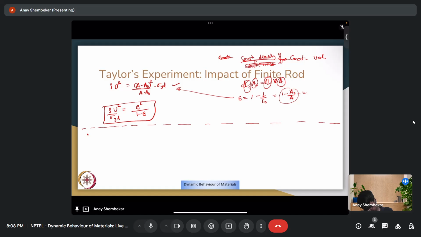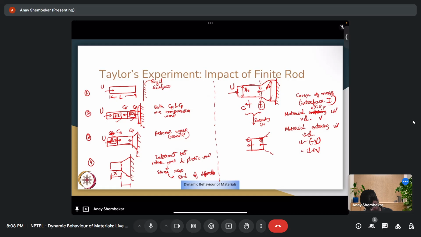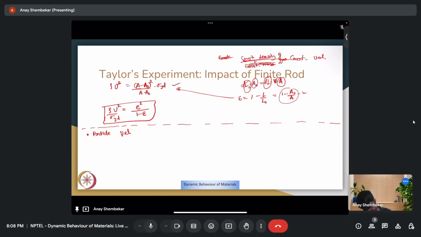Now we look at the particle velocities. We have already seen three different regions, R1, R2 and R3. For the region R1, where the elastic wavefront is yet to reach, the particle velocity up is simply equal to u. This is ahead of the elastic wavefront, so particle velocity up is nothing but u.